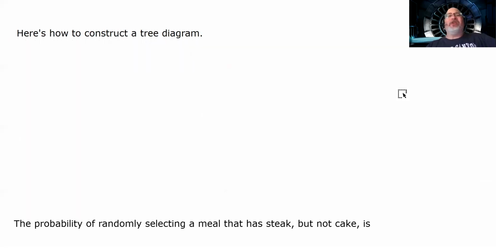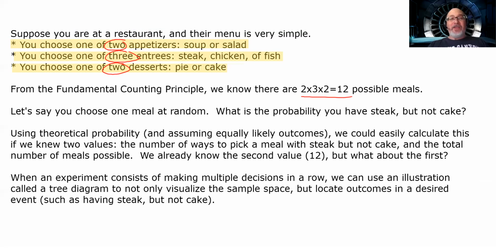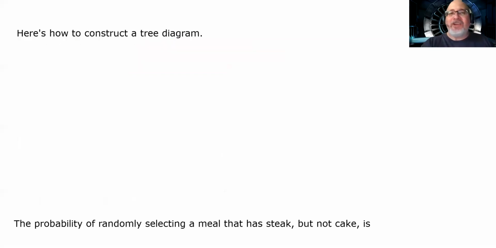Here's how to construct a tree diagram. I'm going to be going back and forth between this page and this page as a reminder of the choices that we have to make. Appetizer, soup or salad, entree, steak, chicken or fish, dessert, pie or cake. There are actually 2 ways to do a tree diagram. Vertically going down or horizontally going left to right.